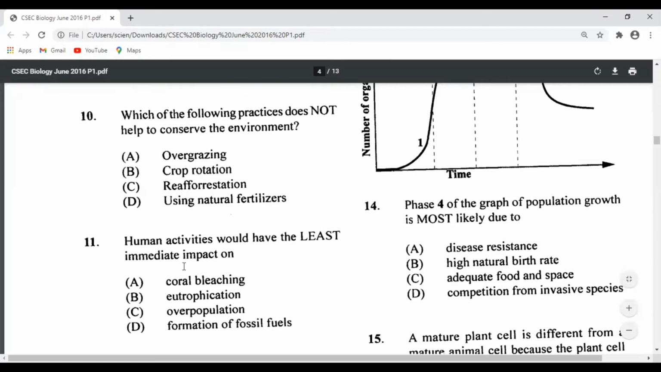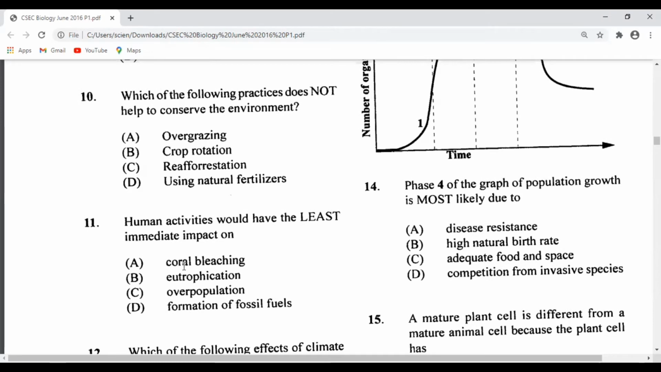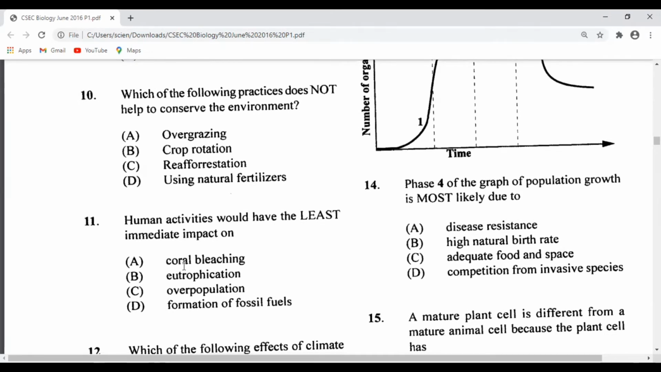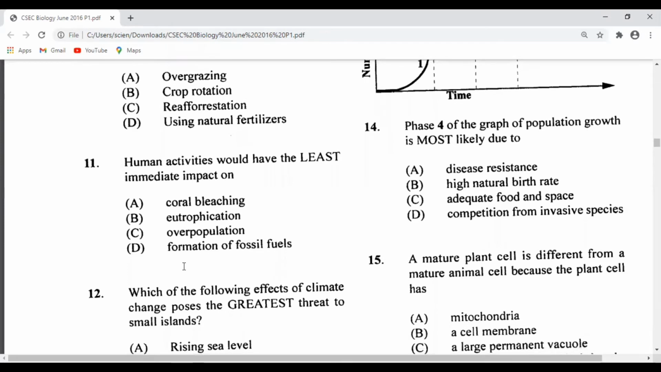So number 11, human activities would have the least immediate impact on A, coral bleaching, B, eutrophication, C, overpopulation, and D, formation of fossil fuels. So the answer would be D, formation of fossil fuels, because we have no control over the formation of fossil fuels. That's a renewable resource and that's a natural process also.